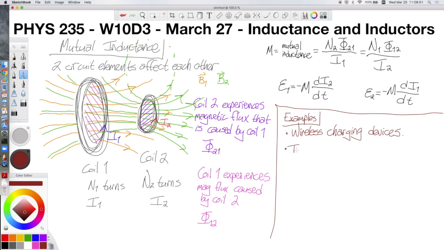Another example of this is transformers. Not Optimus Prime, but those boxes near the tops of power poles. Transformers are used to change the voltage or the current, really both, you can't change one without changing the other, of some AC signal, alternating current. We haven't really talked about it in detail yet, but the current alternates the direction it travels very frequently. And a great example of this is power lines.